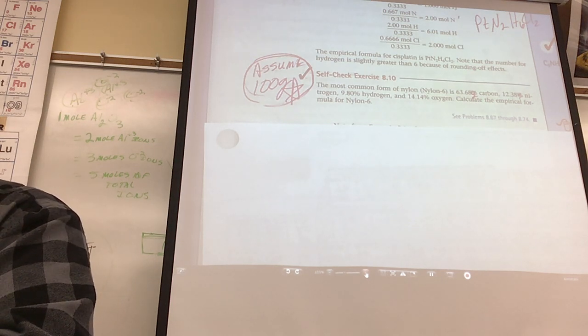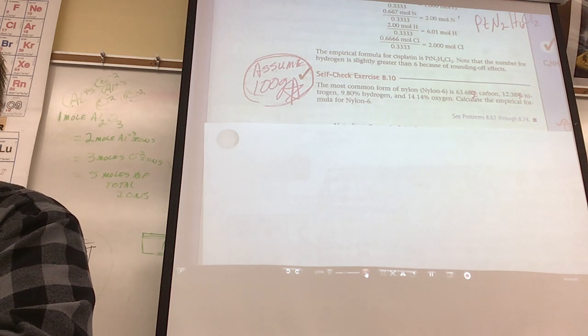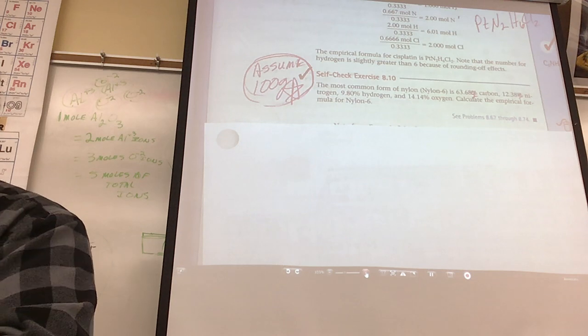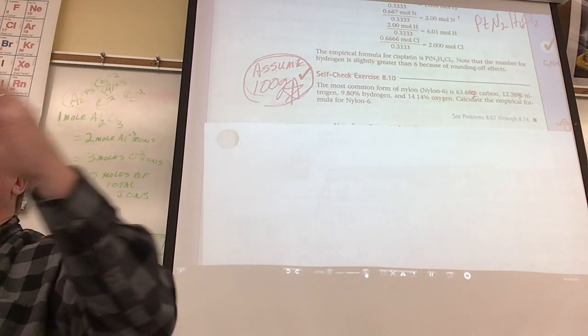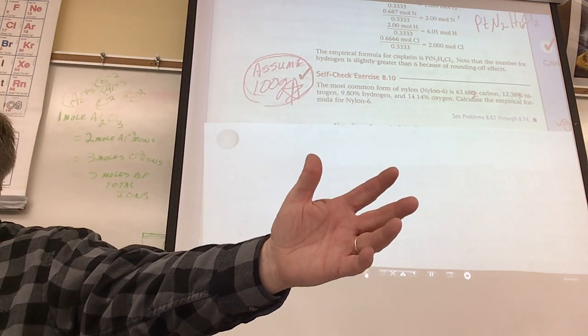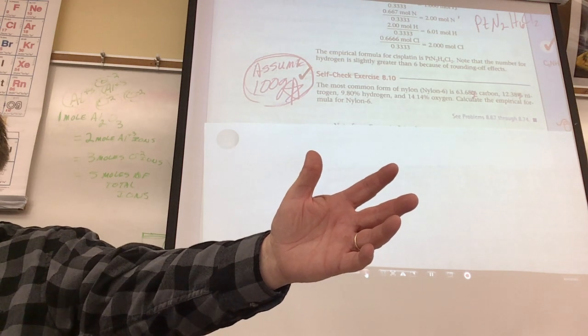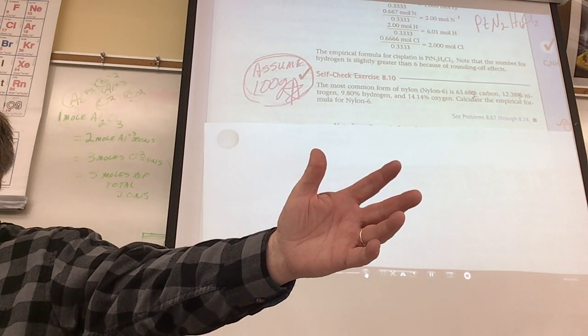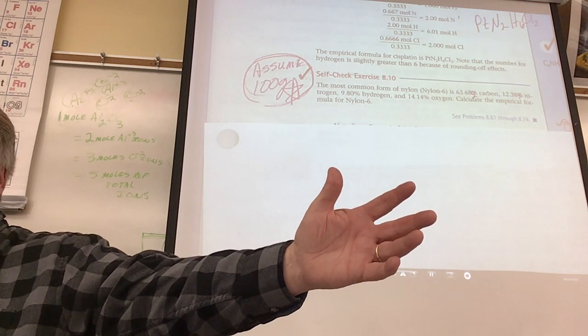And we have to get into moles. I don't know how to do percent into moles. So there's a little trick here. What if I gave you a huge amount of this nylon? What percent of it would be hydrogen? Same stuff, 9.8%.